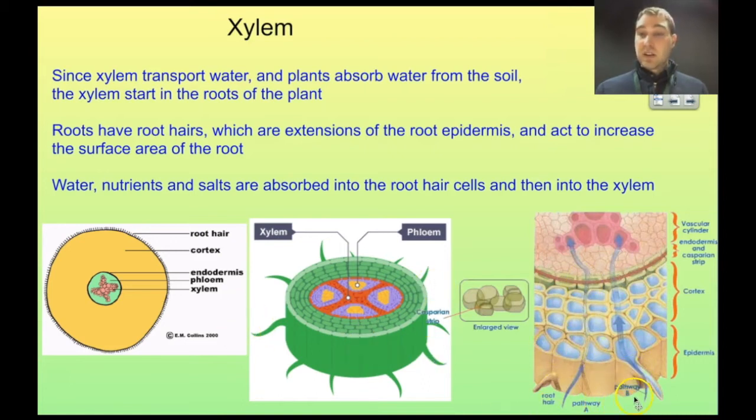The water comes in either through the root hair, through those cells in the epidermis, and then into the xylem, or it can make its way between the gaps of the epidermal cells into the xylem. And then from the xylem, it gets transported up towards the top of the plant. We're going to look at how that happens in another video.